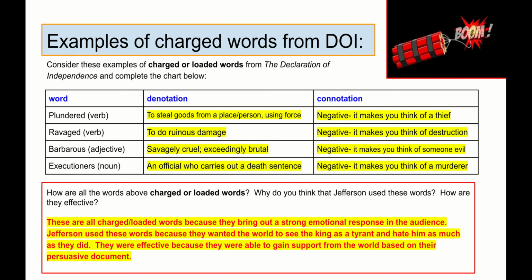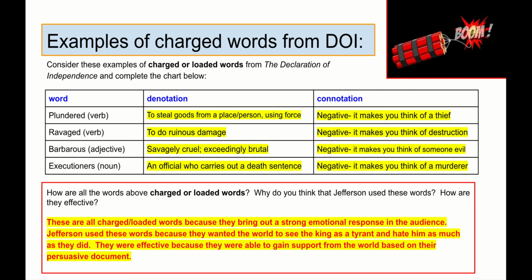So think about it. If the colonists had not written this document that was so persuasive, would we now, in the United States of America, be an independent nation? Or would we still be under Britain's rule? Okay, we know that they were effective because they did gain support and they did gain independence. But without the support that they gained from this document, they might not have won the revolution.